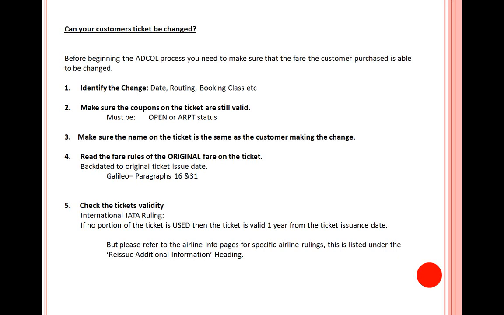So we will backdate a fare display to the original ticket issuance date, and we'll check in Galileo paragraphs 16 and 31 and just make sure that that fare is able to be changed. And finally, we'll just check the ticket's validity. So the international IATA ruling is that if no portion of the ticket is used, then the ticket is valid 1 year from the original ticket issuance date. But please refer to the airline information pages for specific airline rulings, and this is listed under the reissue additional information heading.